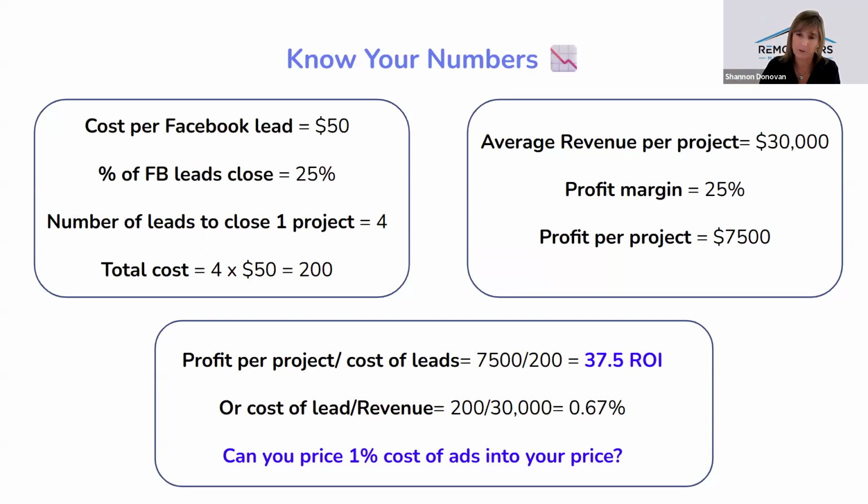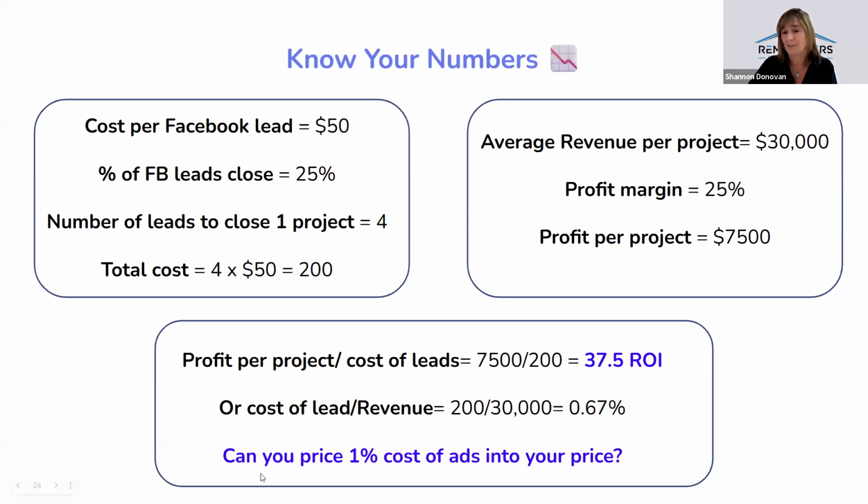Now, a lot of marketers will divide that $200 into $30,000, but that's not the return on your investment, because you didn't get that return. That was your revenue. You had to spend all that money. So I always do it on profit. But still, that's 37.5. Another way that a lot of remodelers and contractors like to look at it is the percentage cost. So if it costs me $200 to get $30,000 in revenue, that's not even 1%.